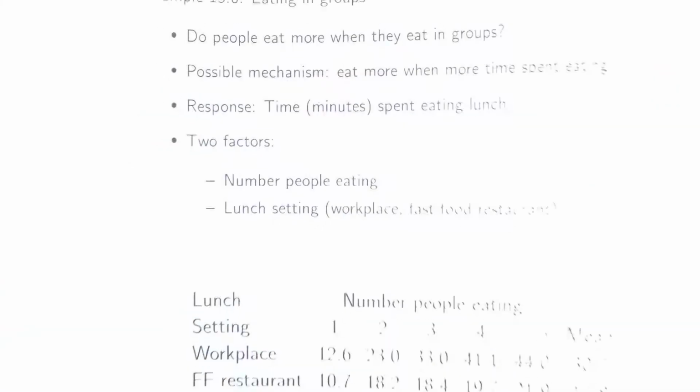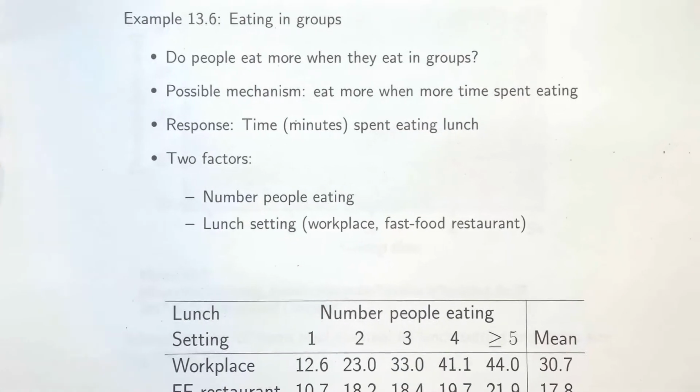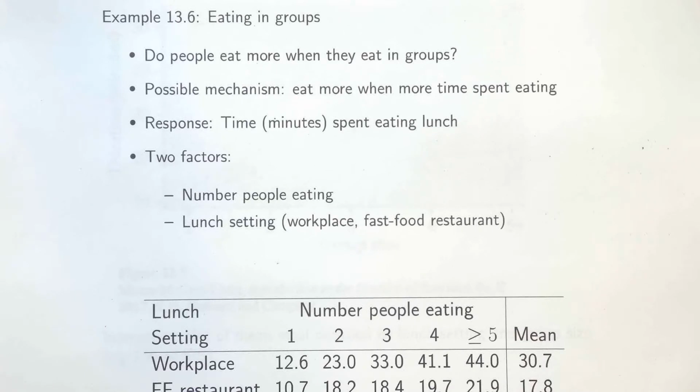Okay, so let's look at another example. This is example 13.6 in your textbook, and it's on asking the question, do people tend to eat more when they eat in groups? There are a couple of possible mechanisms that had been thought through. One is that you eat more when you spend more time eating, and if you're with other people, through conversation and such, maybe you spend more time sitting around the table to finish the meal.